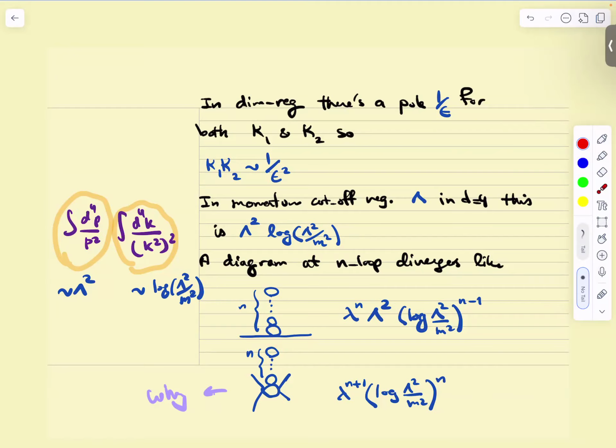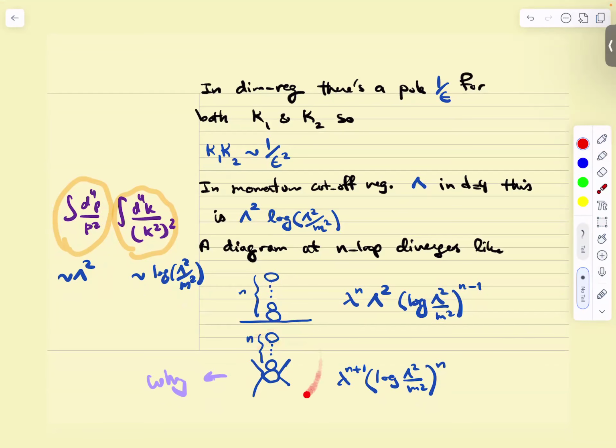More generally, if you take a diagram like this with n of these bubbles on top, what is the structure of this diagram? How does the divergence behave? Lambda to the power of n, because there will be n vertices, and this is n loops. And then Lambda squared and log Lambda to the power of n minus 1. That's the structure of it, because it's only the last one that looks like this. All the intermediate ones look like this. Right? Good. Were you with me?